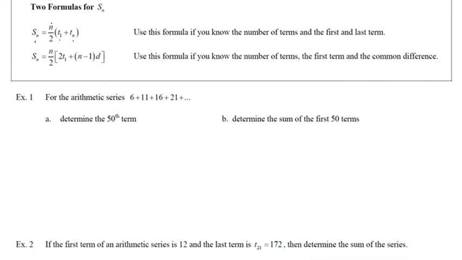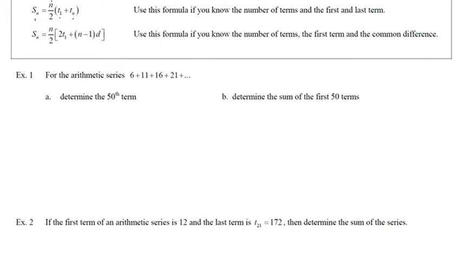So let's just do some examples. For the arithmetic series 6 plus 11 plus 16 plus 21 plus ..., finite or infinite? Infinite. Determine the 50th term, which has nothing to do with the sum. It's the term, right? This is T1, T2, T3, T4. So what do we know? T1 is 6. D is 5. N is 50, and it's T50 that we want to find. This is Thursday stuff. It has nothing to do with arithmetic series, it's just arithmetic sequence stuff.